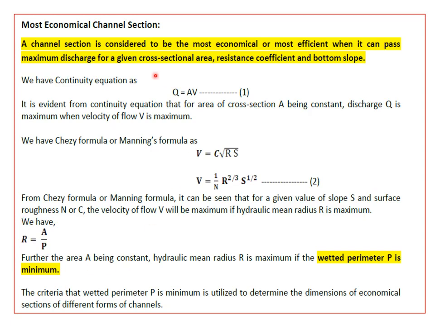So therefore, if the channel section has to be most economical, it has to carry maximum discharge. For maximum discharge, wetted perimeter has to be minimum. So this criterion is utilized in determining the dimensions of the most economical channel sections of different forms like rectangular, trapezoidal, circular channels or triangular channel sections.